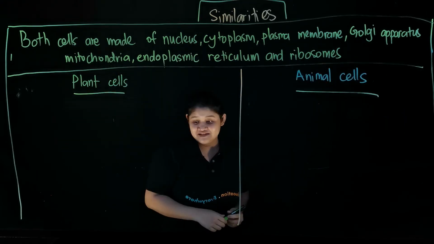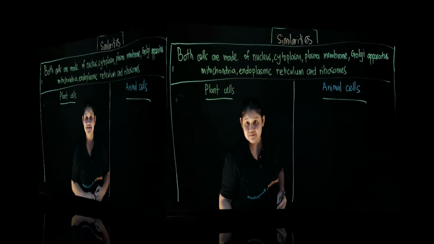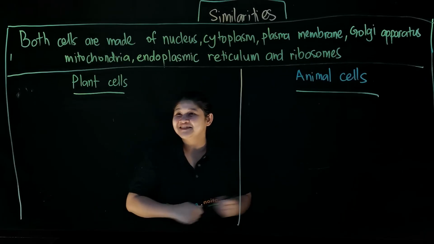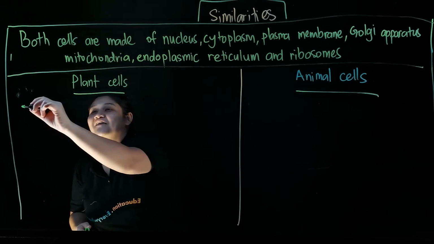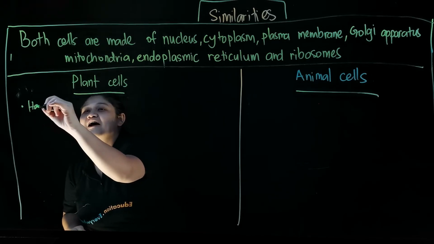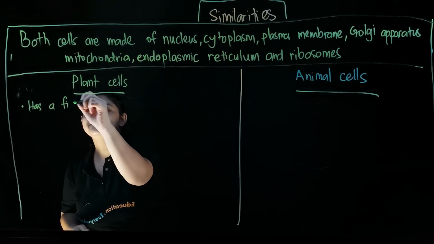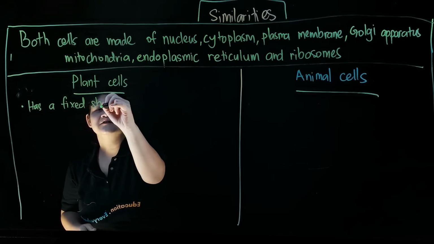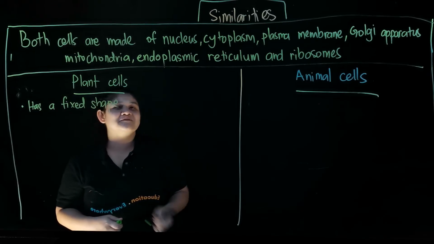Now let's look at the differences. Plant cells, first things first, have a fixed shape. Can you tell me why?